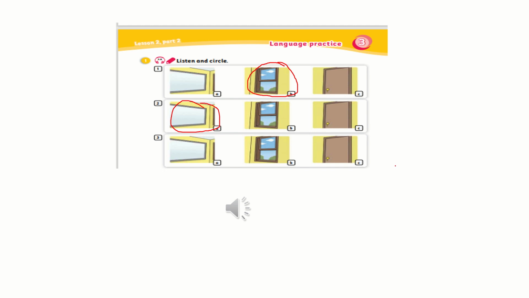Yeah, it's a door. Great, where's the door? Here's the last one. So you are going to circle this picture. Okay, listen again. Unit 3.